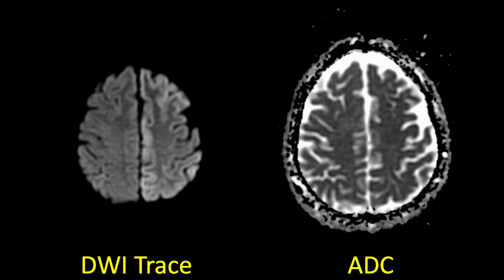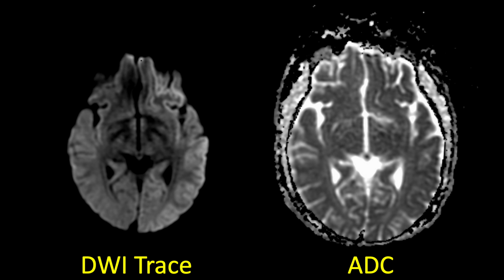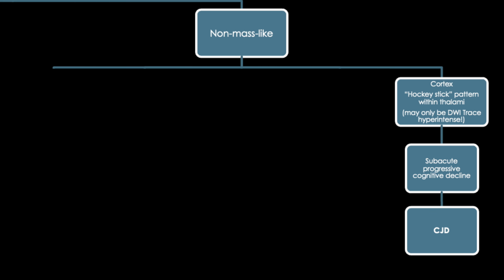Finally, if you see weird cortical-based restricted diffusion, or a hockey stick pattern of restricted diffusion within the thalami, consider prion disease, CJD, remembering that sometimes this can present as DWI trace hyperintense signal only without discernible decreased intensity on the ADC images. Also, this must have a history of subacute progressive cognitive decline, which typically tips you off to look real hard for those diffusion abnormalities within these regions.